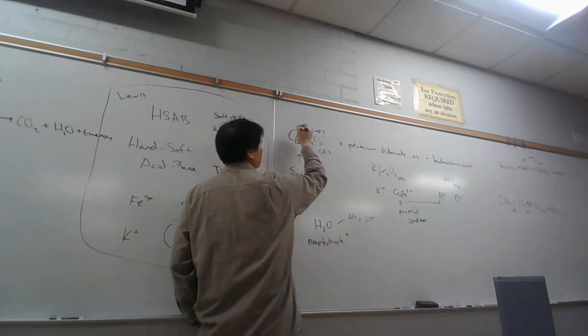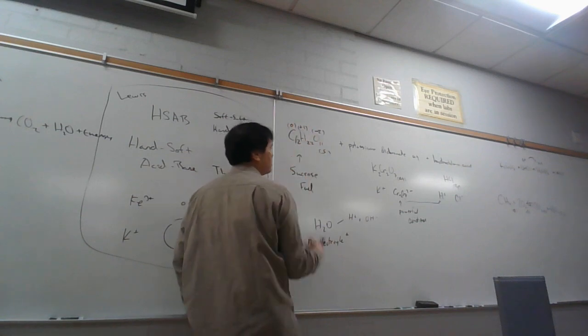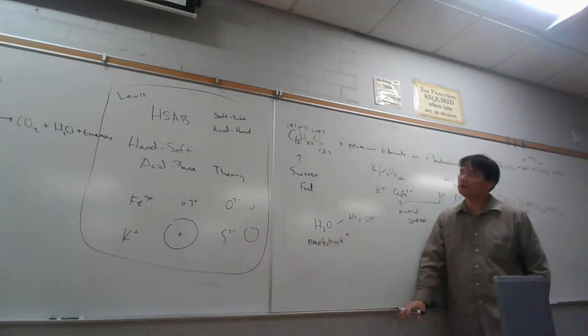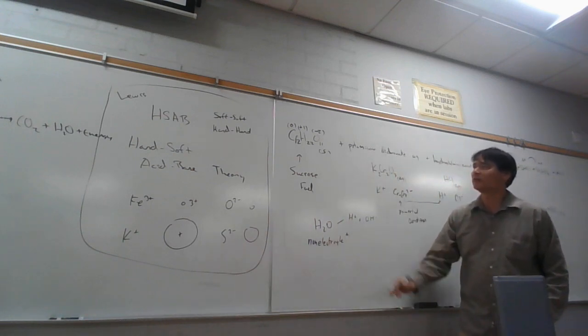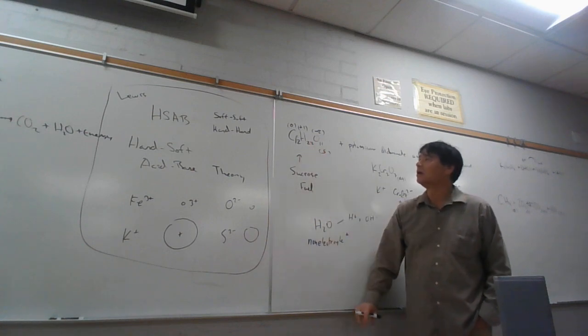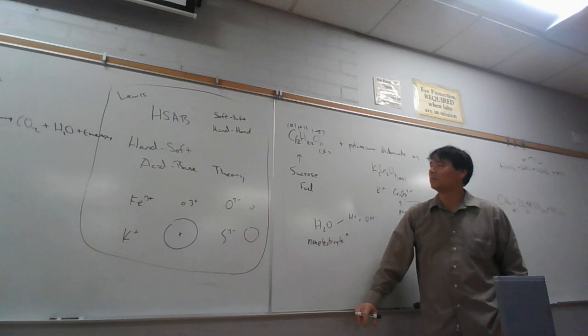+1, then oxygen -2. That means carbon is 0. But this carbon's not like coal. You know, charcoal or coal or diamond has carbon in 0. But because of the structure, because of the bonds, this one's a lot easier to break than diamond. You know, diamond has carbon in 0.